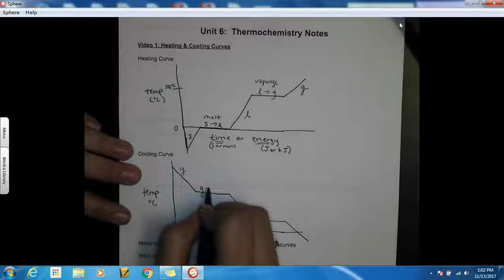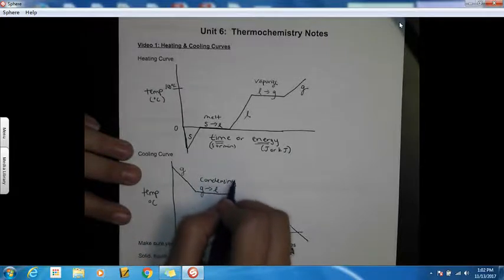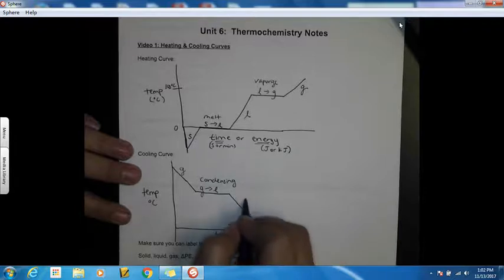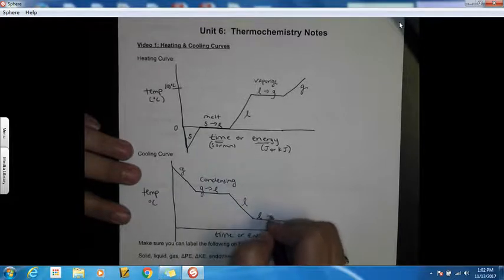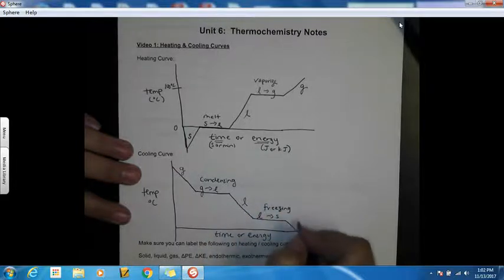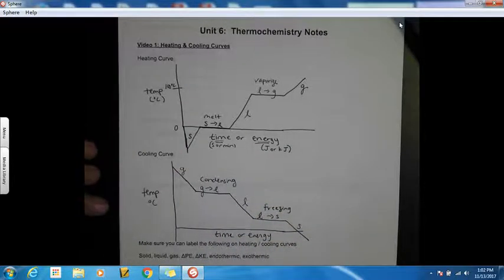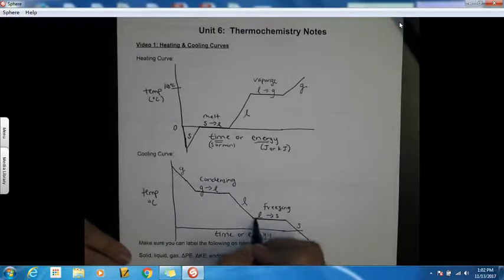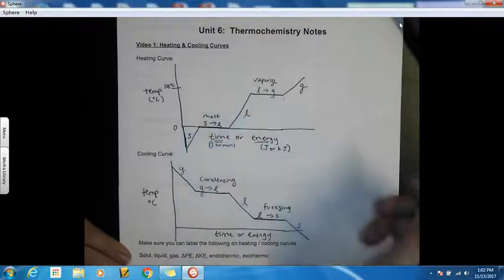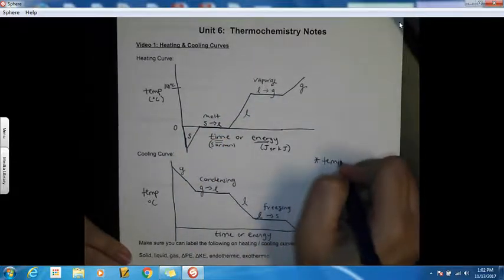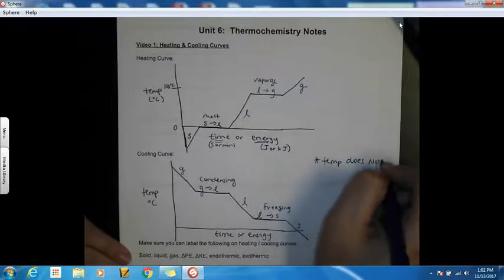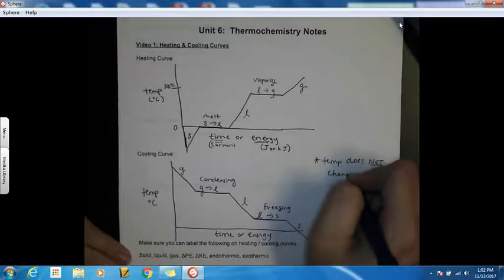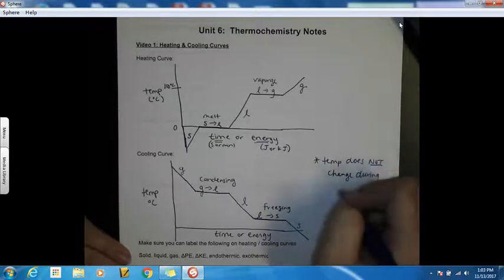So again, in this case, this would be gas. This would be our gas changing to liquid, which we call condensing. And then here we would just have our liquid, and then we would have liquid to solid, which we call freezing. And then here we just have our solid. So again, at the phase change, we notice that the temperature does not change during a phase change.